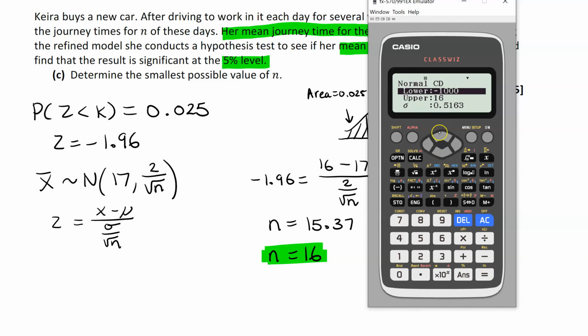If I then go back and change my standard deviation now to 2 divided by the square root of 16, then you can see that just about comes under the significance level. So that's the smallest value n could be. And obviously you can see it will work for 17, it will work for 18, it will work for 19. Those probabilities get smaller and smaller, but 16 is the smallest value where it would still be significant.